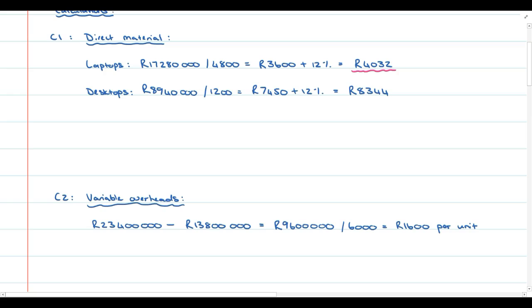Now, guys, obviously, if your sales volume and your production volume is increasing by 700 units, that's going to cause all of your variable costs to also increase. So your direct material cost is going to increase because of the additional 700 units that are going to be sold. All right, so it's the 4,032 Rand per unit multiplied by the additional 700 units that will give you the increase in the direct material costs.